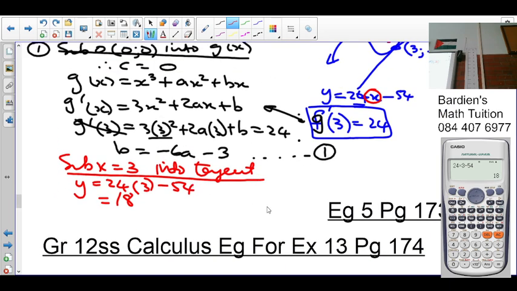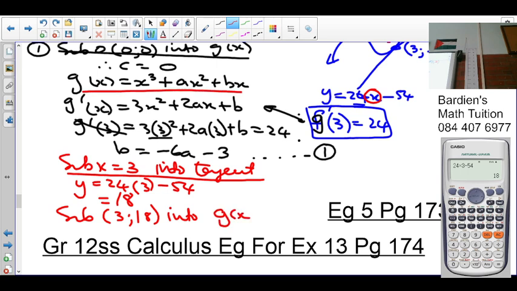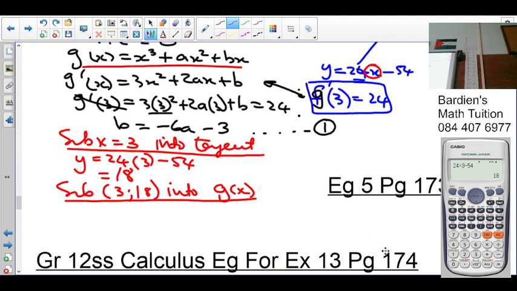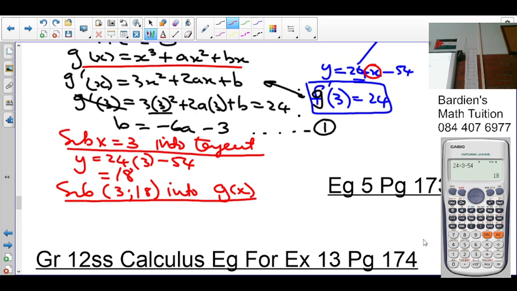I'm going to substitute 3 and 18 into this g of x function. That is how I will generate my second formula, my second equation. Remembering again, that's the x and the y. Okay, and g of x, of course, is your y.